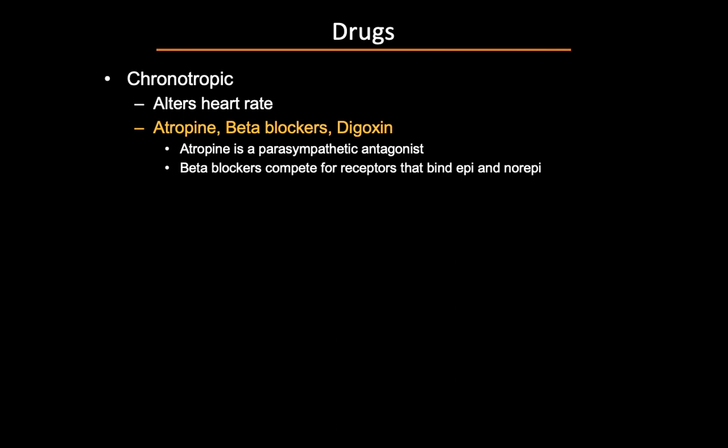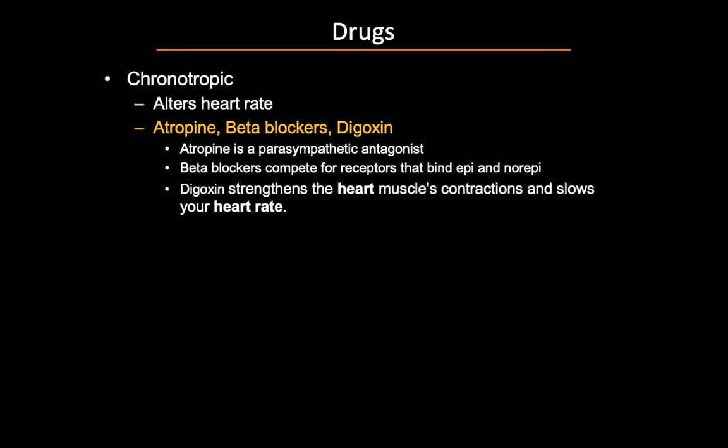Beta blockers compete with beta receptors, and those beta receptors bind to epinephrine and norepinephrine, which we know speeds up heart rate. So beta blockers help to slow heart rate. This would be like atenolol, propranolol. These are some examples of beta blockers. Digoxin strengthens heart muscle contraction, and it also helps to slow heart rate.